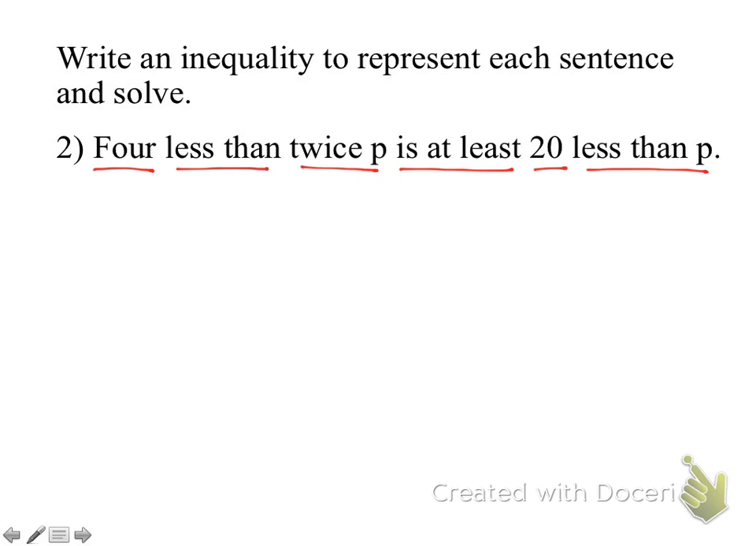All right, now students, how do I show 4 less than twice P? 2P minus 4. Good. Less than means we switch the terms. 2P minus 4. And then is at least, Adam? Greater than or equal to. 20 less than P, Alan? Good. Okay, and what am I doing to solve it?